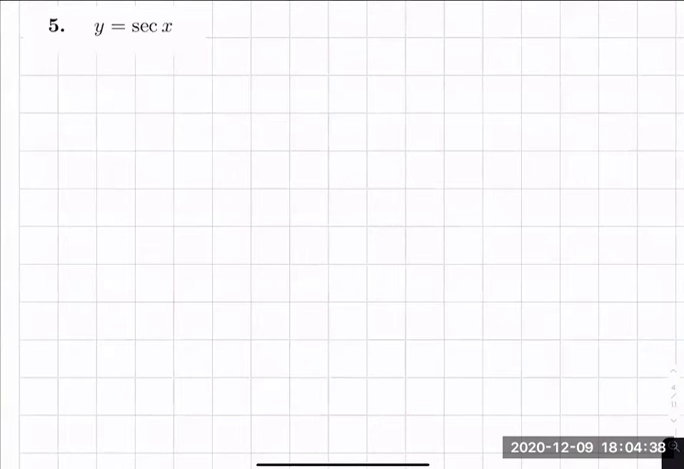All right, we're going to sketch the graph of y equals secant x. Now, let's keep in mind that secant x is equal to 1 over cosine x. Cosine x does not go with cosecant x. Cosine x goes with secant x.